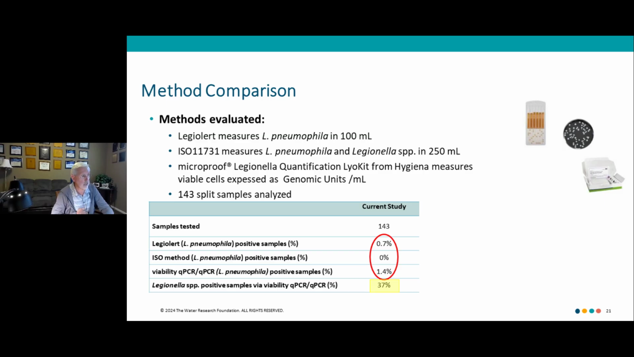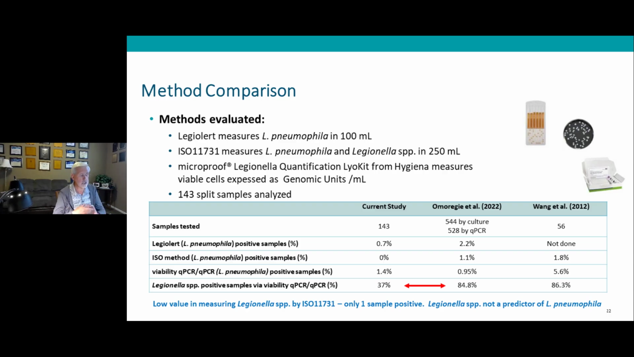I want to draw attention here now to the positives by Legionella species. So both the ISO method and the qPCR method could measure Legionella species. Legialert just measures Legionella pneumophila. And in the water systems, we had 37% of the samples positive for Legionella species. So Legionella species are far more common in water systems. And in fact, the 3 samples that were positive for Legionella pneumophila were negative for Legionella species. So monitoring Legionella species really has a pretty low value as a predictor of public health significance.